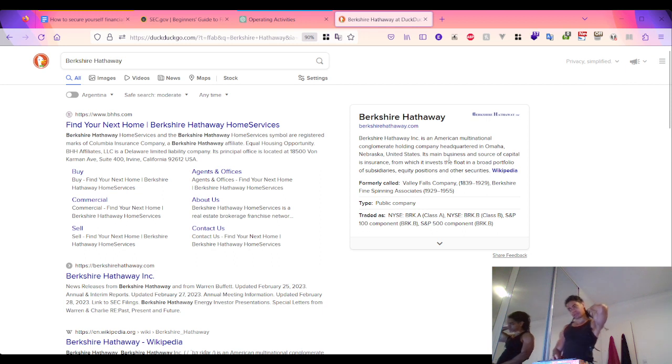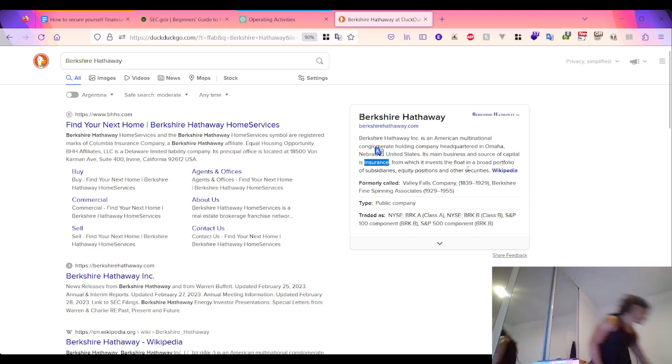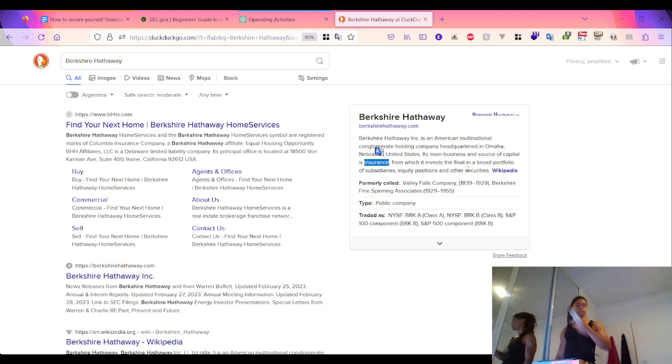It's an American multinational conglomerate holding company headquartered in Omaha, Nebraska, United States. Its main business and source of capital is insurance, from which it invests the float in a broad portfolio of subsidiaries. Interesting, my friend. Formerly called Valley Falls Company, and then Berkshire Fine Spinning Associates.